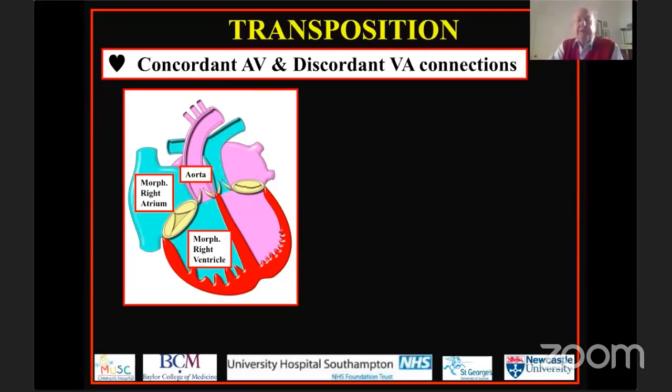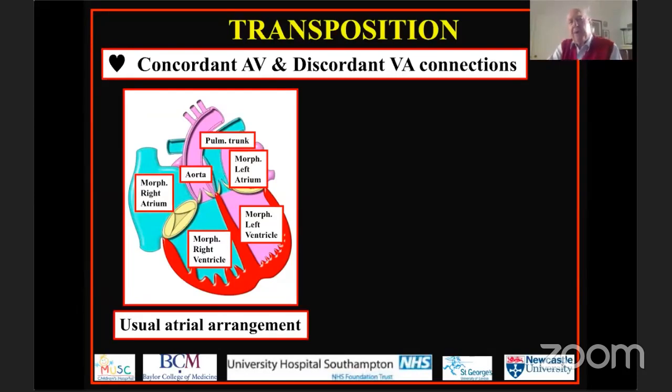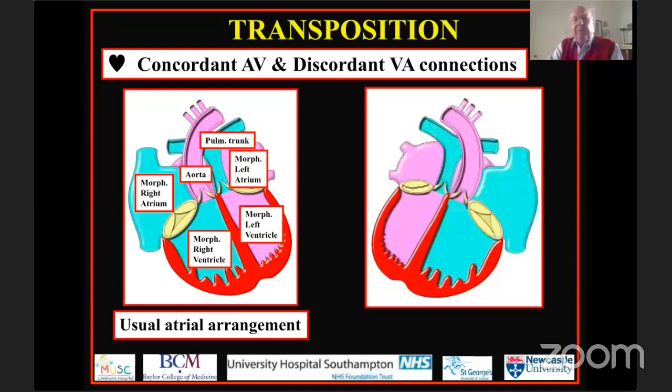So on the other side, pulmonary venous return coming to the left-sided, morphologically left atrium, goes into the morphologically left ventricle on the left side, and then is pumped back to the lungs through the pulmonary trunk. But of course, this is only part of the picture. The greater majority of the patients you're going to see with transposition will have this setup, and it is the setup that is found with usual atrial arrangement.